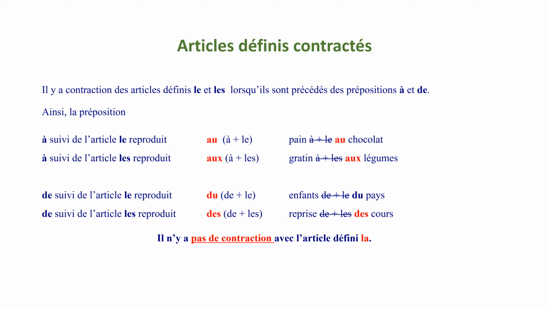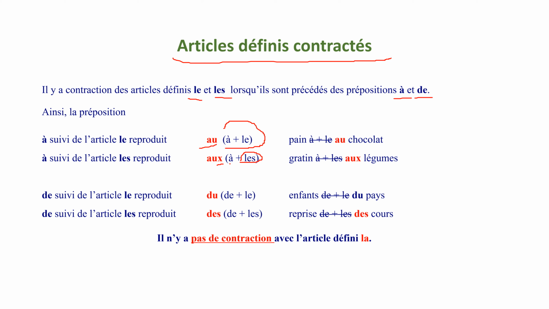Article défini contracté. This you may find a little bit confusing, so please focus, okay? So article défini contracté. We say that there is contraction in the definite articles le and les when they are preceded by the preposition à and de. Okay? So à plus le becomes AU. À plus les, au pluriel, becomes AUX. The X denotes the plural form.